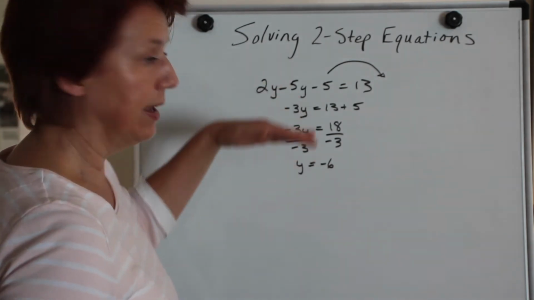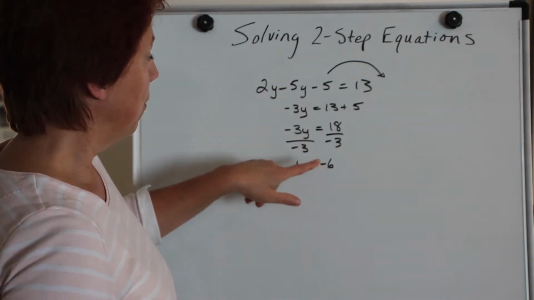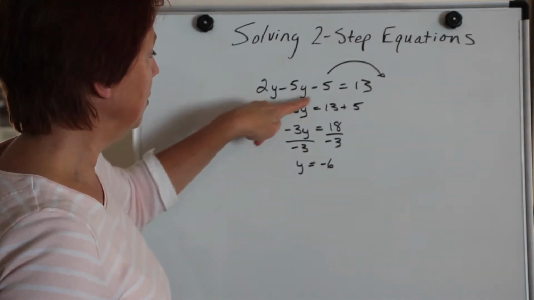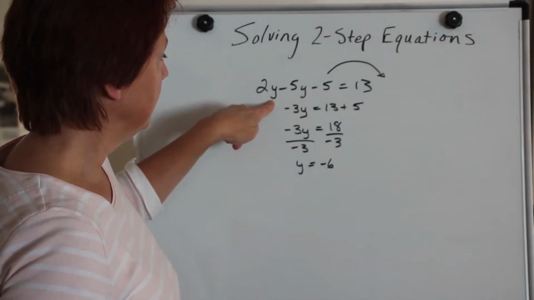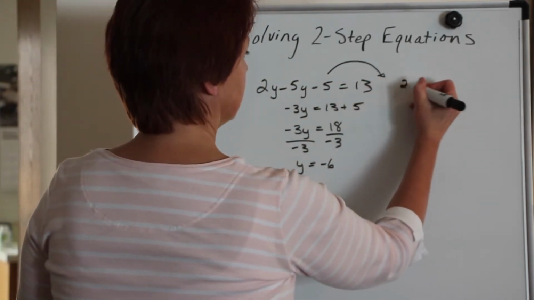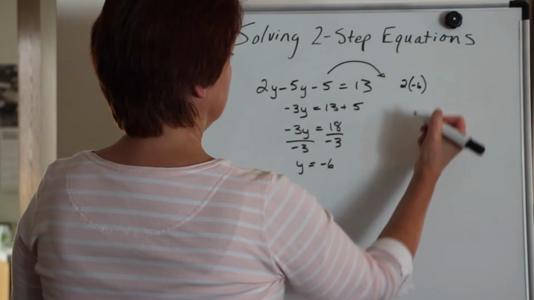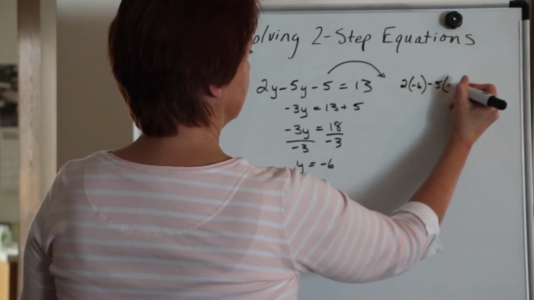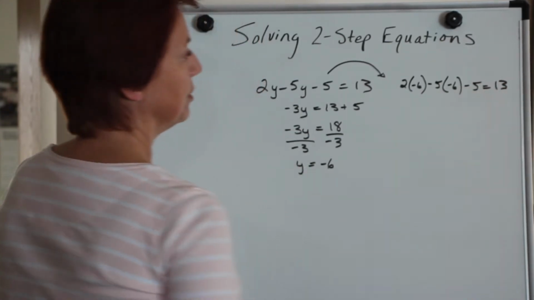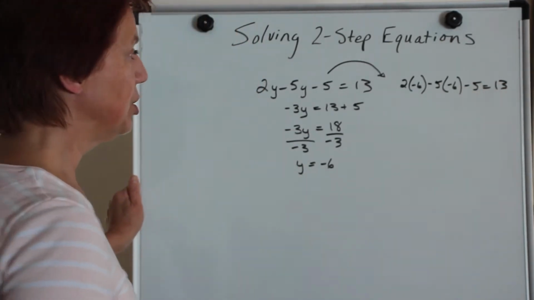So what we're doing, again, I'll reiterate, is when we are solving equations, we're looking for the value of that variable there that will make this equation true. So if I do this, 2 times -6 minus 5 times -6 minus 5, that should give me 13, okay? And you can always check your work this way.